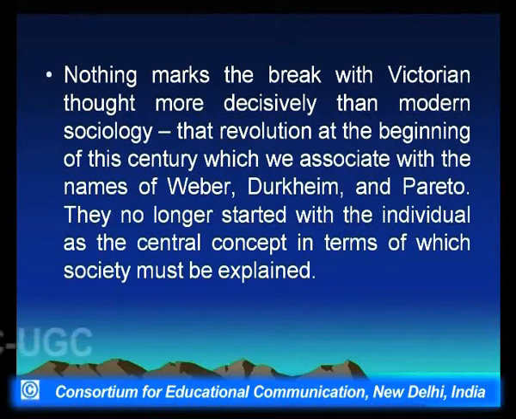He says, this person called Noel Annan, that nothing marks the break with Victorian thought more decisively than modern sociology. So a new discipline emerges in writing at that point of time, and in academics. This is called sociology. This discipline never existed. There were books on history, but nobody talked about sociology. So that break with Victorian thought occurs more decisively than modern sociology, and that revolution at the beginning of this century, which we associate with the names of Weber, Durkheim, and Pareto. These are the philosophers of sociology, the founding scholars of sociology.